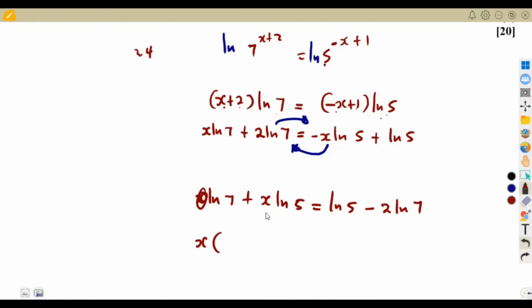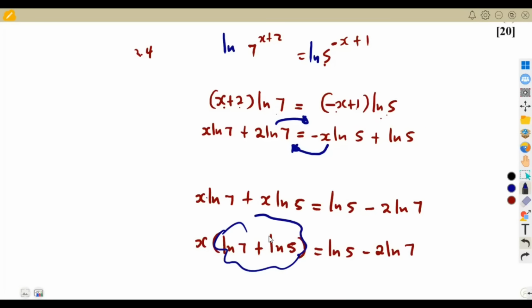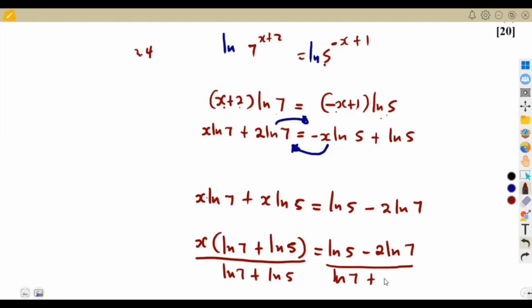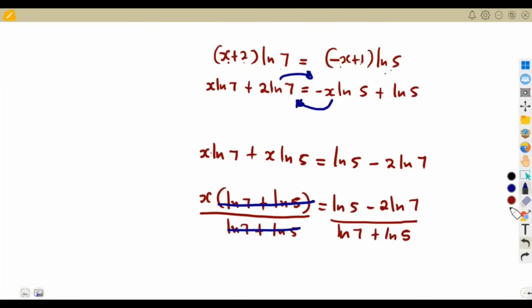So you can factor out the x, which is common. If I factor out the x, I'm going to divide. So this x and this x will cancel. So here I'm going to remain with ln 7 plus x ln 5 divided by x, x and x cancel, we remain with ln 5. So this is equal to ln 5 minus 2 ln 7. So I can properly determine my x if I divide by this bracket throughout. So I'm just going to divide by ln 7 plus ln 5, and on this side I'm going to do the same, ln 7 plus ln 5, in this case. So that means I can cancel this part and have the x value in exact form.